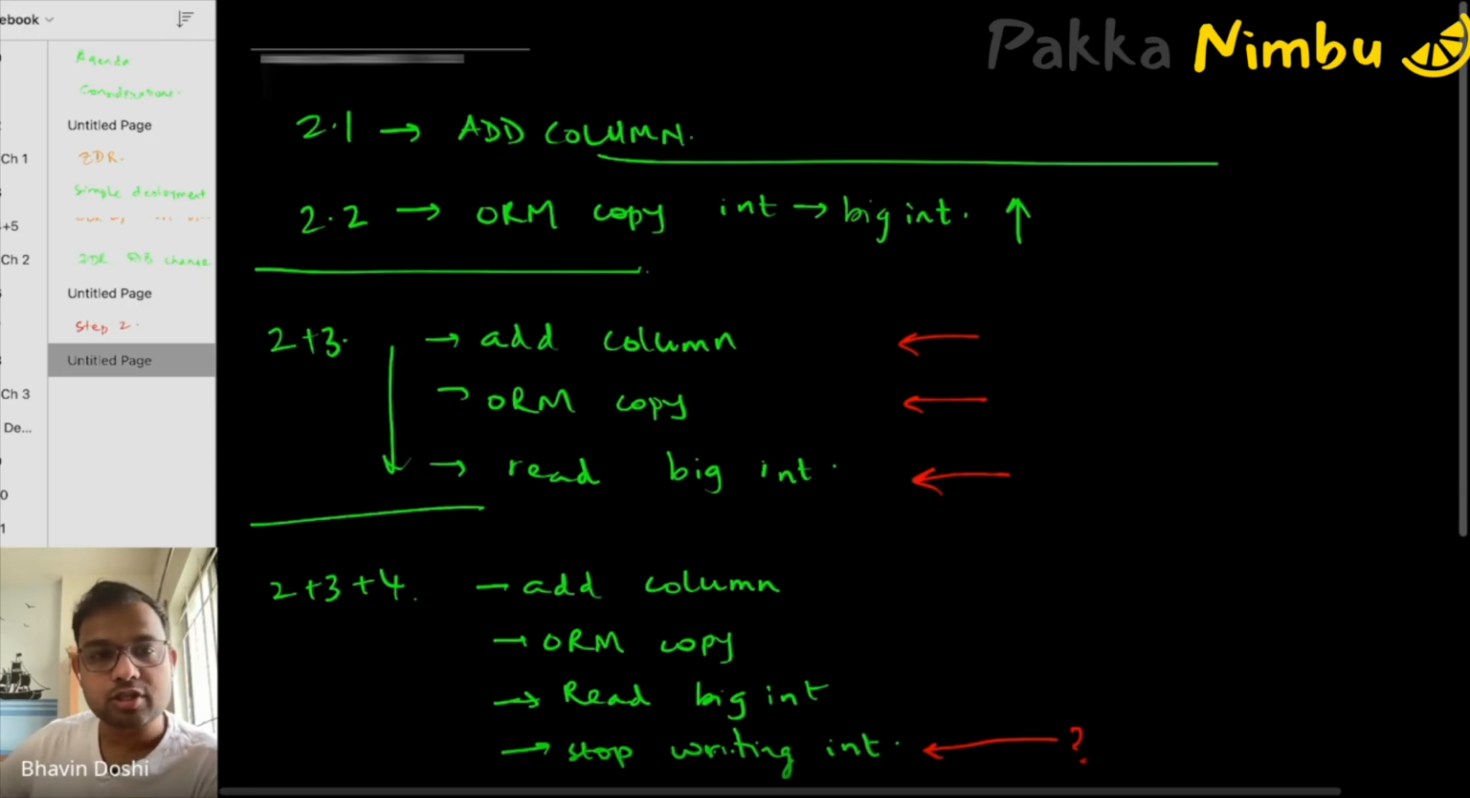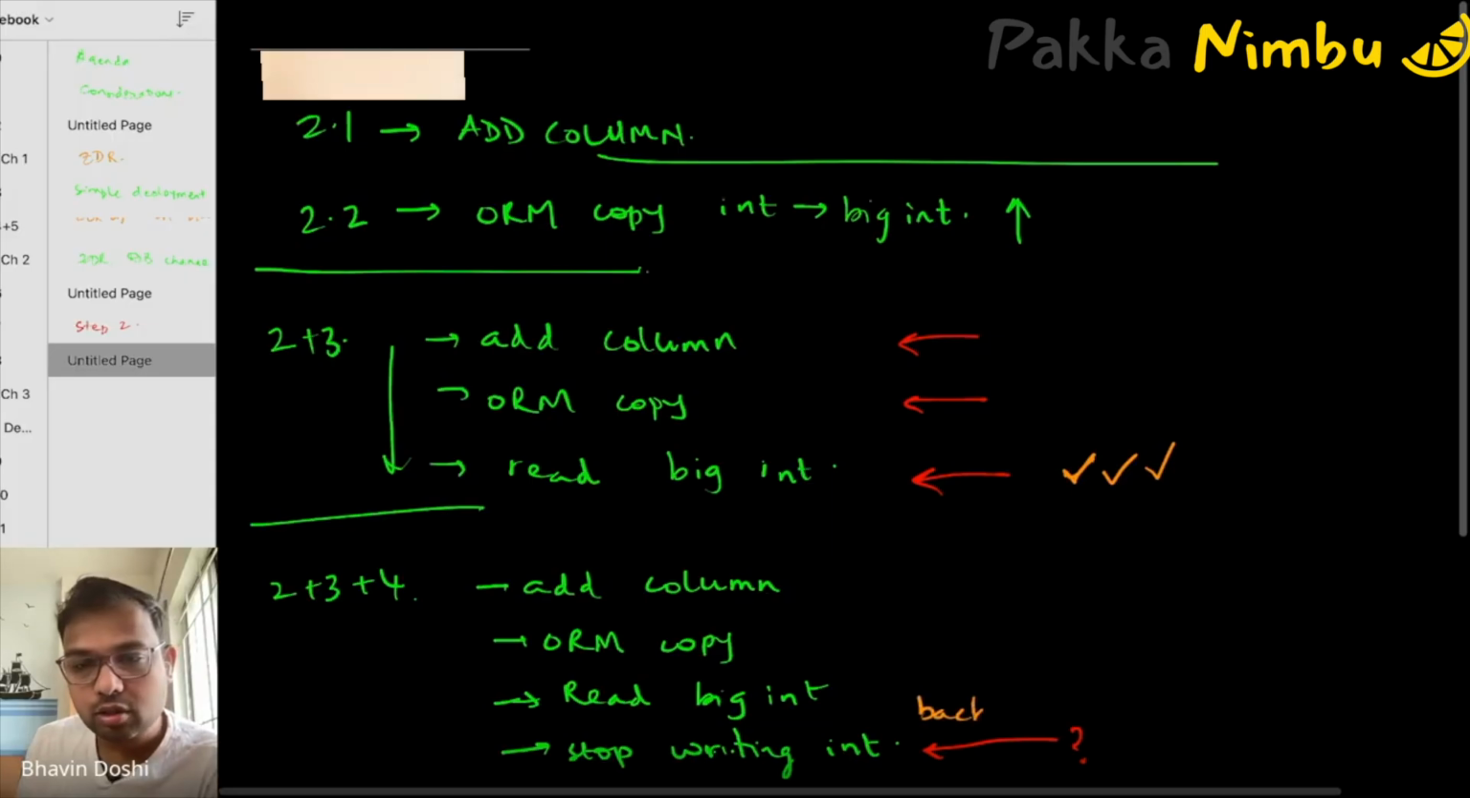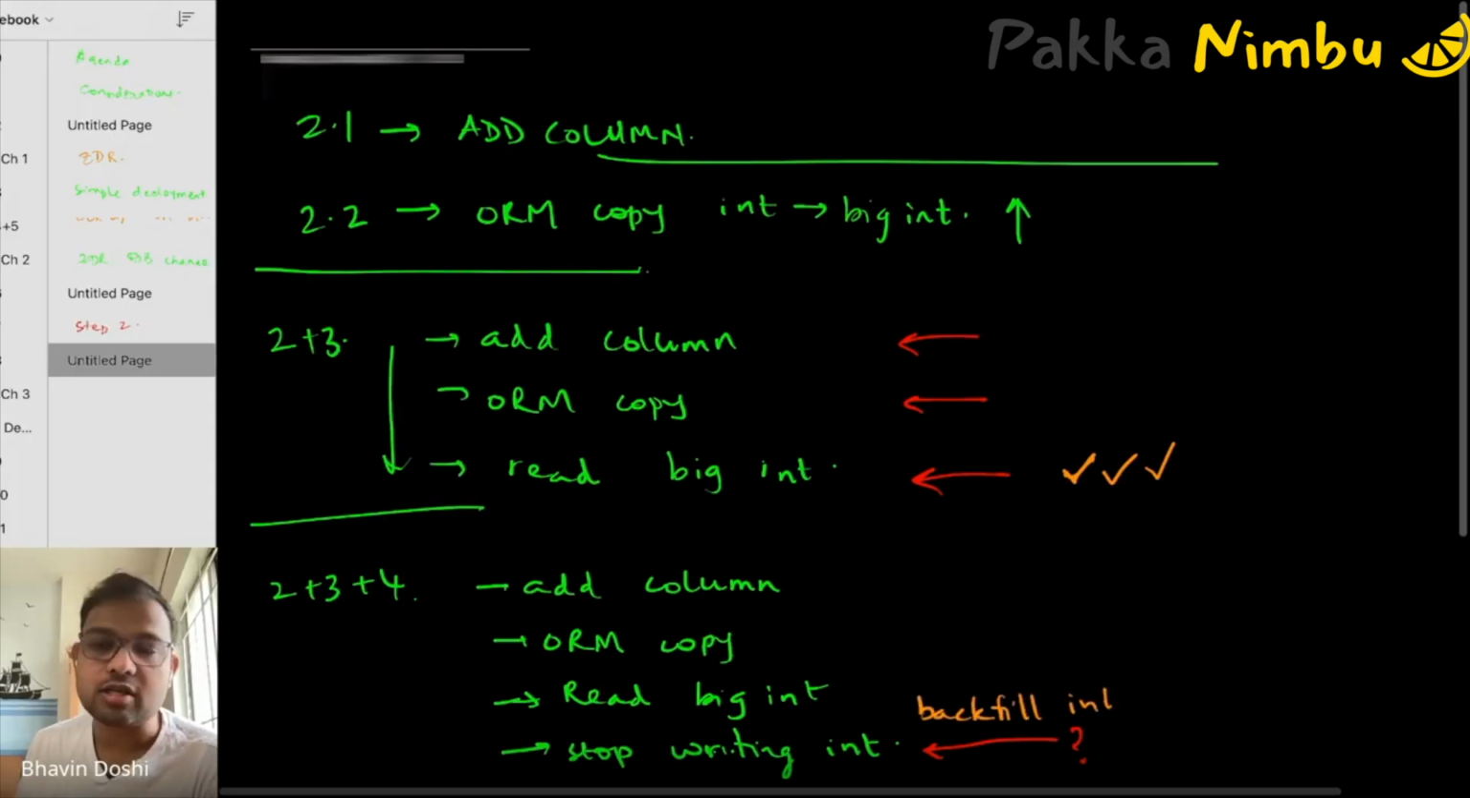So from step 4 to 3 you can actually go. It doesn't matter that you have not written int, because in step 3 big int was being read. Step 3 was reading big int only, right? So from 4 to 3 you can go. The gaps in the integers, you can fill it with a migration. Yes, wherever int is missing we will put it in again, and then we will go to step 2. So here in the rollback, an extra step of backfill int will come.